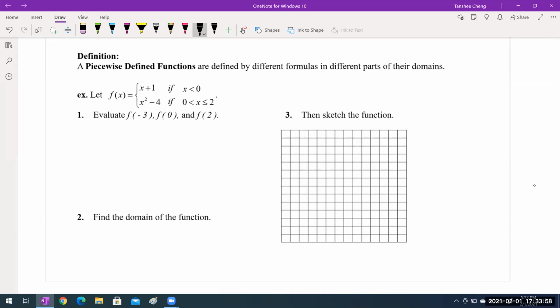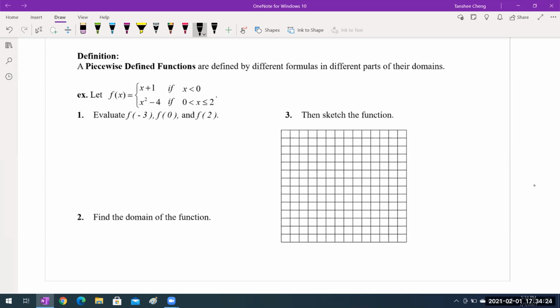So it's not entire domains, right? Only restricted in a certain part. So if you take a look at the first example, f of x is equal to x plus 1 if only the x value is less than 0. So any x value that's less than 0, if you want to evaluate it, you need to use the first part of the formula of this function. Okay?